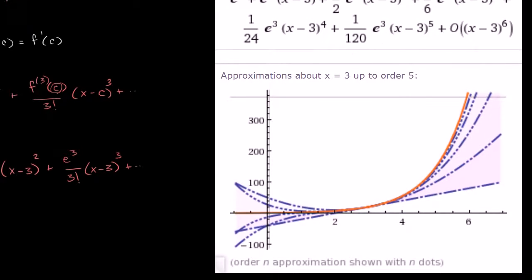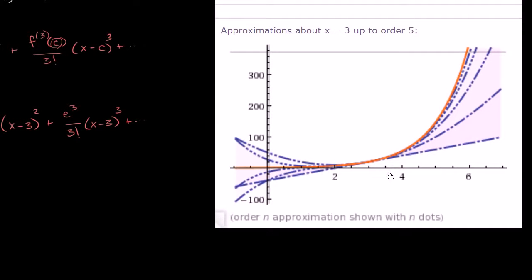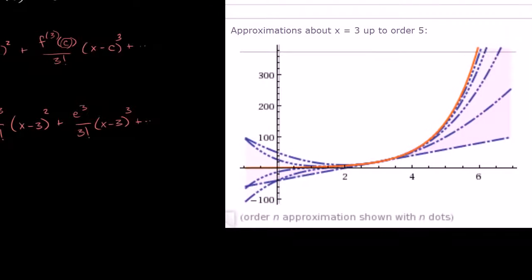But what's even more interesting is that they actually graph each of these polynomials with more and more terms. So in orange, we have e to the x. We have f of x is equal to e to the x. And then they tell us order n approximation shown with n dots.